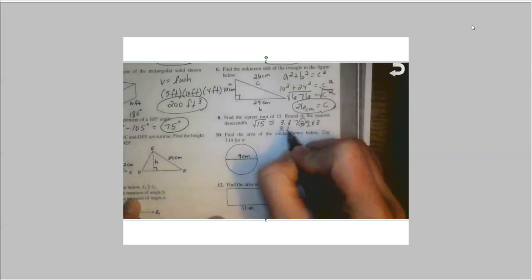So we've got tenths, hundredths, thousandths. But I do have to look at the number right behind it and decide: 5 or more, bump up the score; 4 or less, let it rest. So that's going to be 3.873 when I round that off to the nearest thousandths place. So pay attention to the directions and make sure you round to the appropriate decimal place.